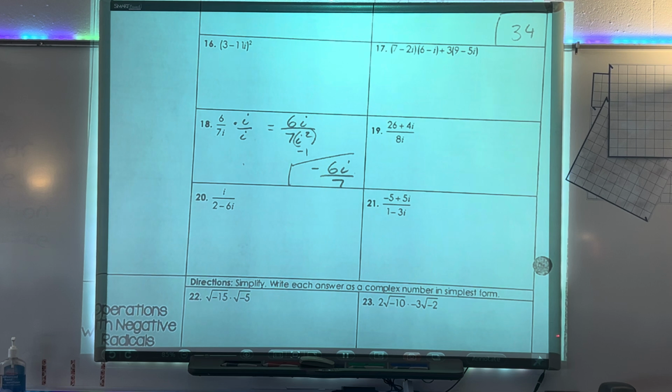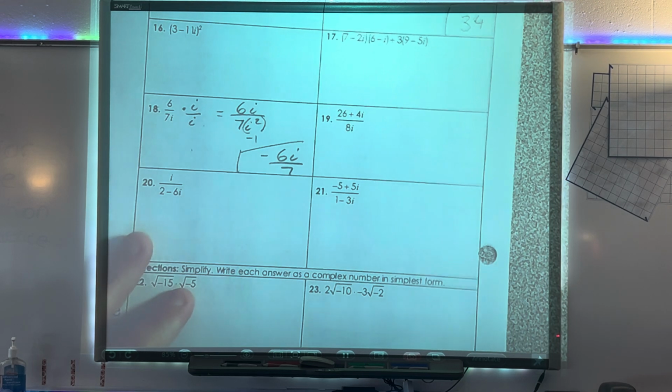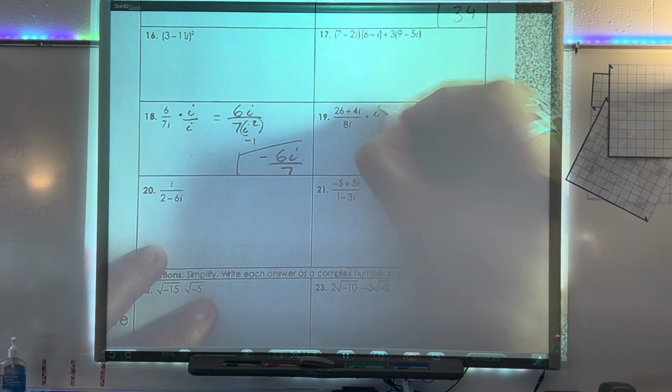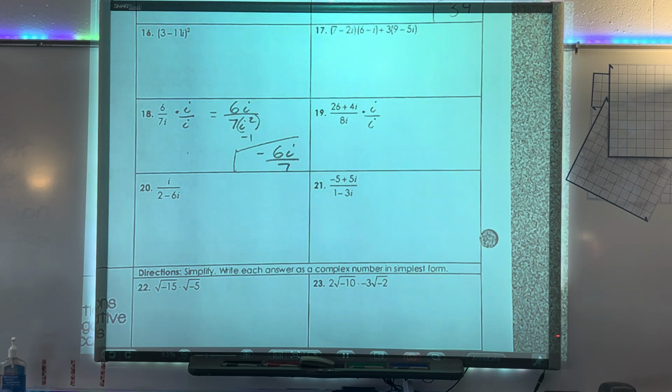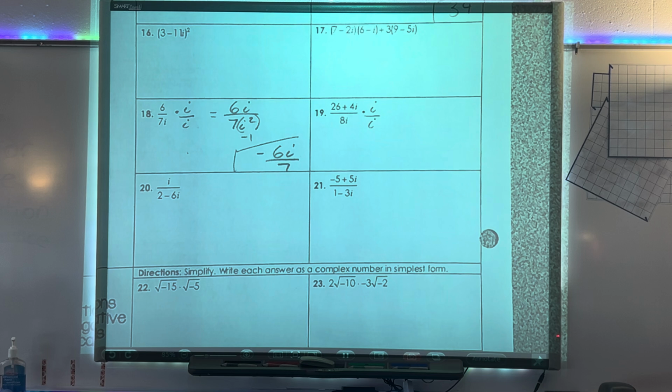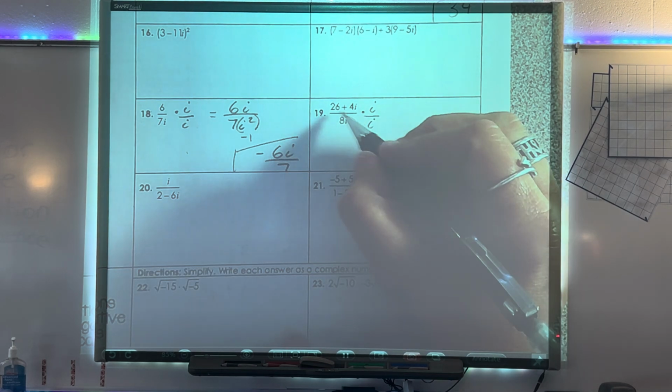Wait, you said you want to get the i out of the denominator? Yeah, you cannot have it in the denominator, just like you can't have a radical. We okay? Alright, so this one, I'm gonna do the same thing and multiply the top and the bottom by i. I could multiply by 8i, but that makes bigger numbers that I have to simplify later. So I'm not gonna use the 8, I'm just gonna multiply by the i, because the 8's okay in the denominator, the i is the problem. Does that make sense?